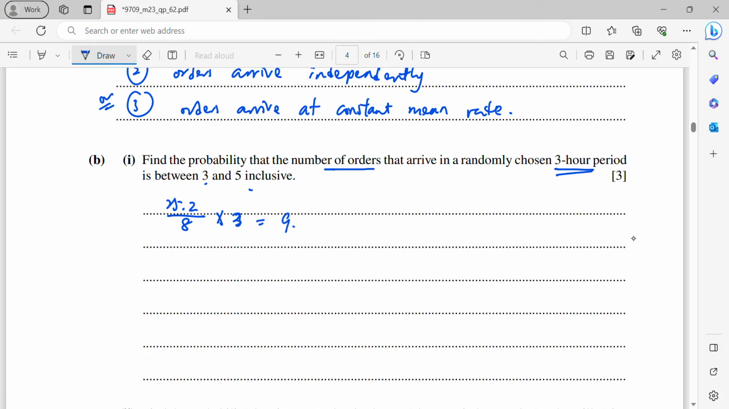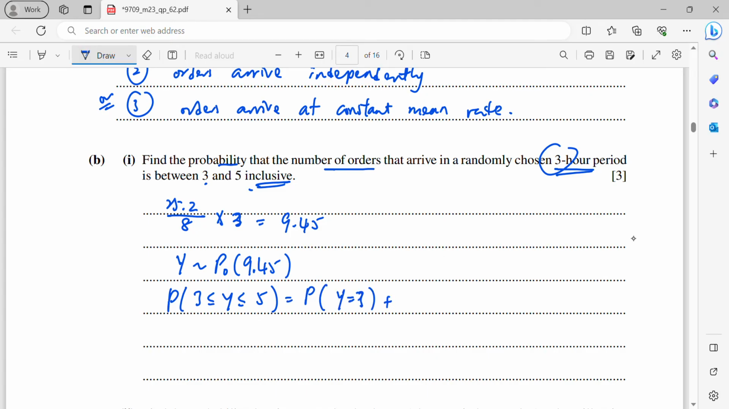So I will get 9.45. Okay, so for 3 hours I will expect 9.45 orders to arrive. And now I let Y be Poisson 9.45, because this Y is referring to the 3-hour period. So now you need to count the probability that Y is between 3 and 5 inclusive. So P(3 ≤ Y ≤ 5). Then from here, I will just use the formula. It will be P(Y=3), I will list down the Y values first, then P(Y=4) plus P(Y=5).